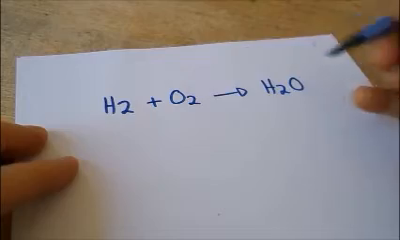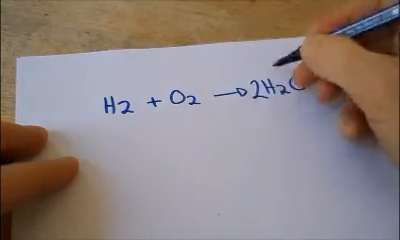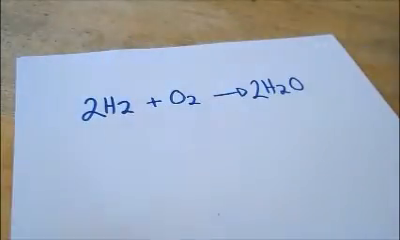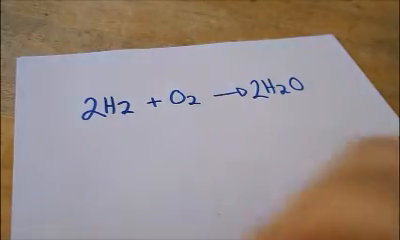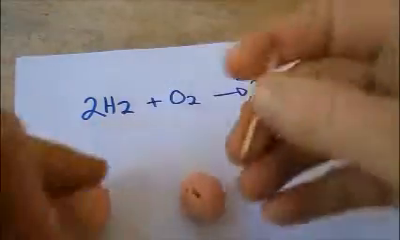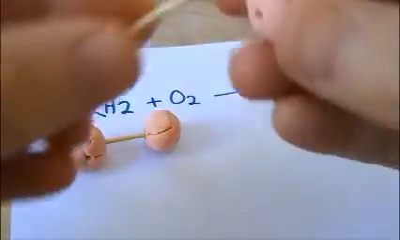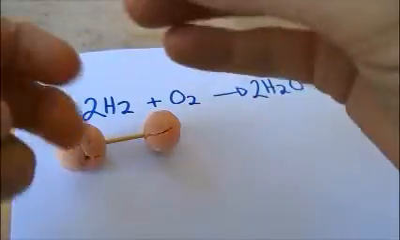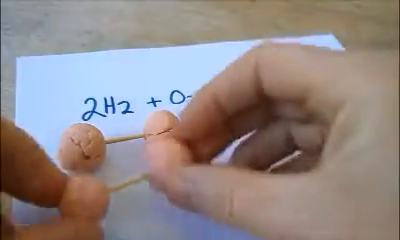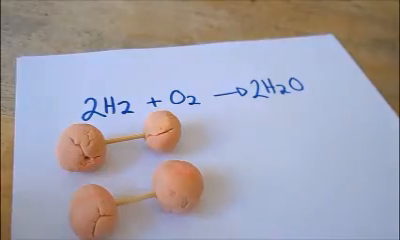Okay, 2 O's on the right, so we need 2 waters, 4 H's on the right, so we need 2 H2. Now, I'm going to make my molecules out of the Play-Doh. You can do this as well if you manage to find some. So we've got 1 hydrogen molecule there and another hydrogen molecule here. And they're going to react with oxygen.